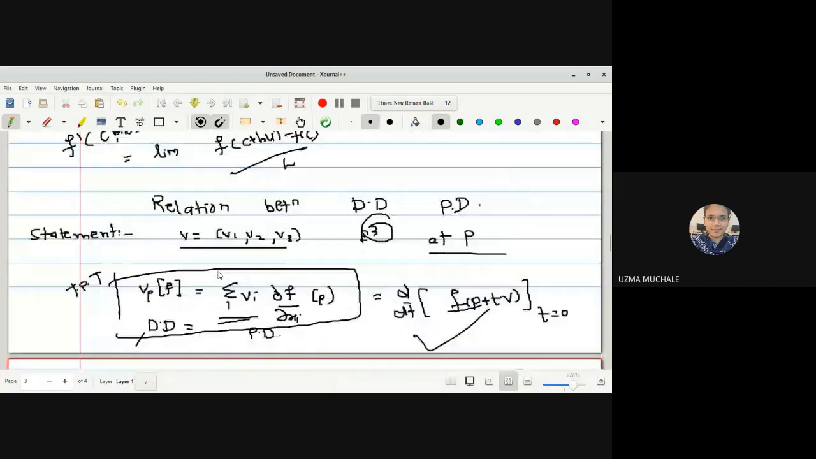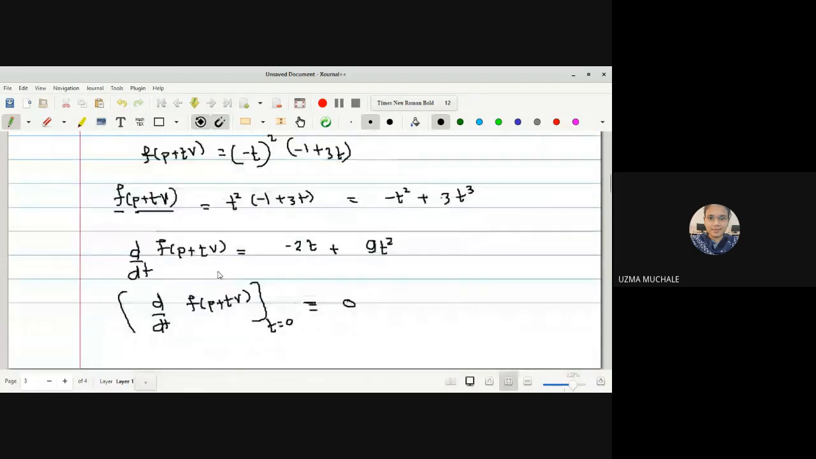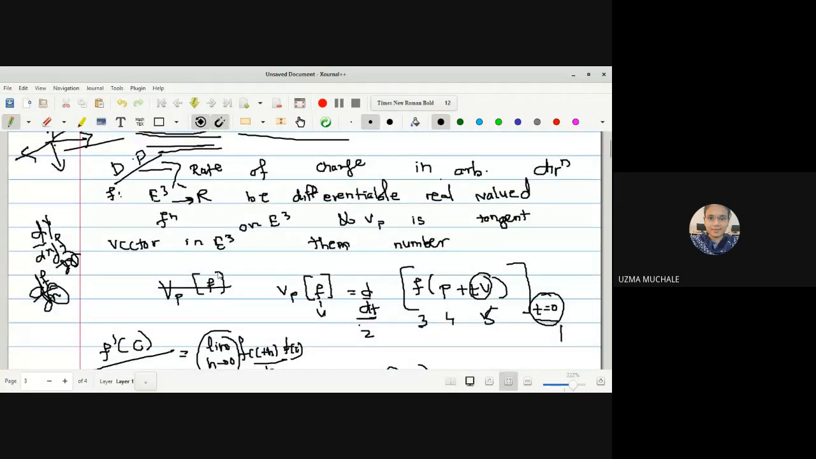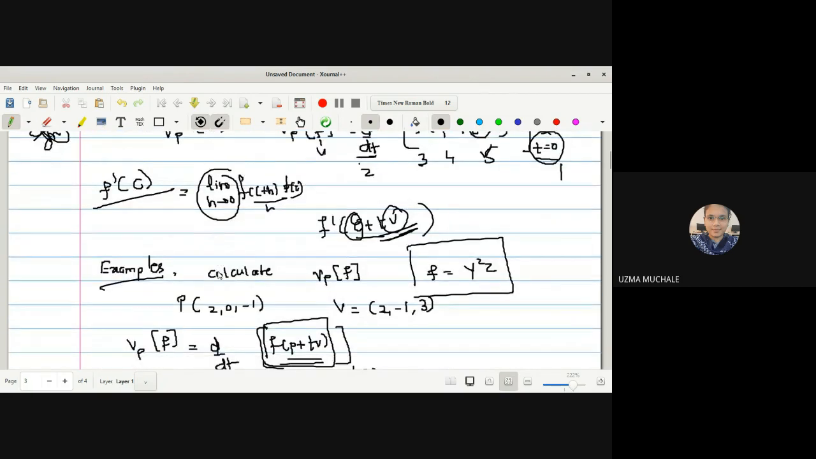Okay, so what we have done in this lecture, we have started with the definition of a directional derivative. So what is a directional derivative? It gives you a rate of change in an arbitrary direction, where we are provided with one function f at a point p in the direction of v. So what is a derivative? It is the initial rate of change of a function f at a point p in the direction of v.